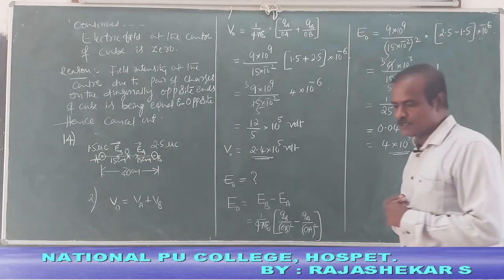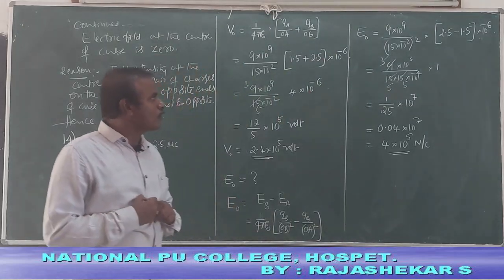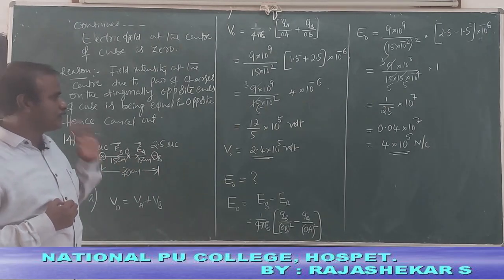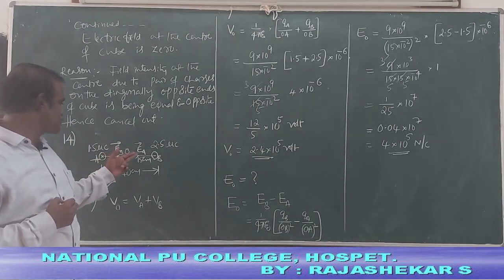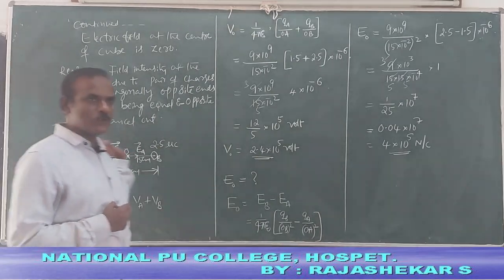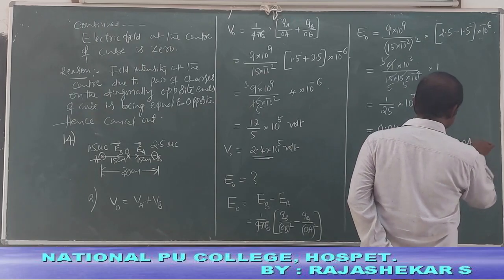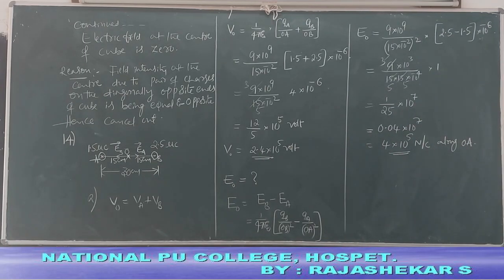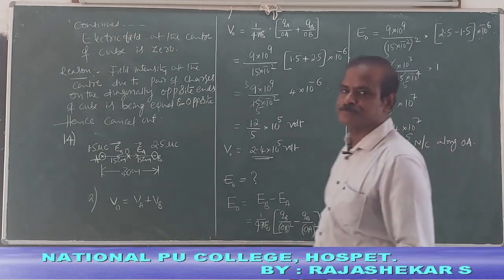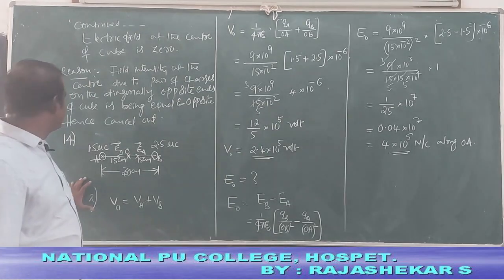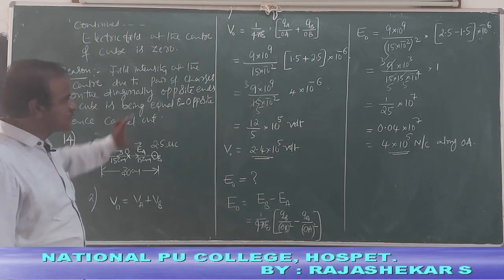Refer to the simplification part, students. 4 into 10 to the power 5 Newton per coulomb is the electric field intensity at the midpoint of the line joining, for the given arrangement, and of course its direction is along OA. You can claim along OA. So this is the complete description for sub question A, students. For question number 14, sub question A, this is the complete description.